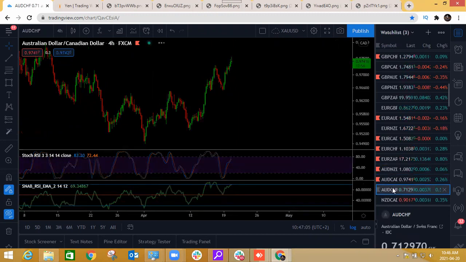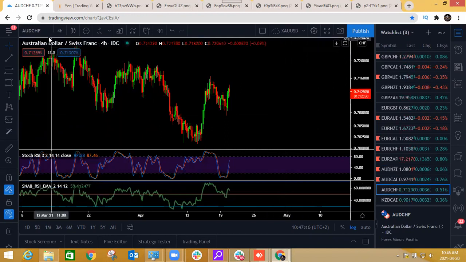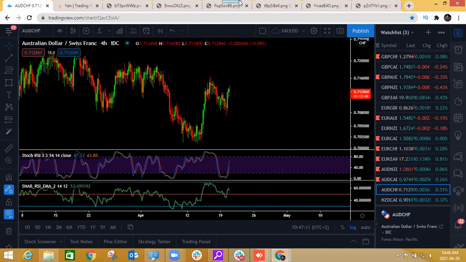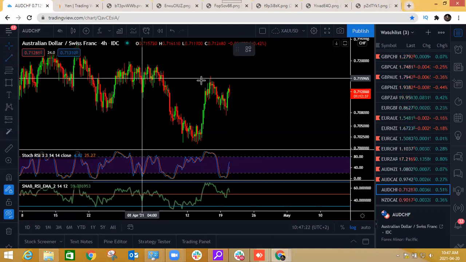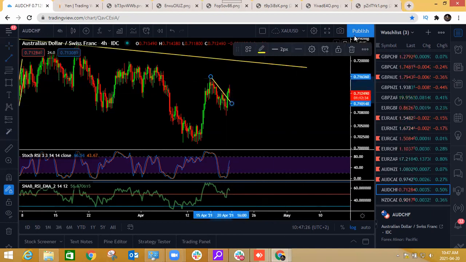Audi CAD, no trade setup there. Audi Chief, 4 hour, there's no trade setup, or rather there is. This is what we have on the 4 hour. This is a trade setup. It's already confirmed upside with a break above this. So you're getting another entry here. So it's still safe to take it to the upside.